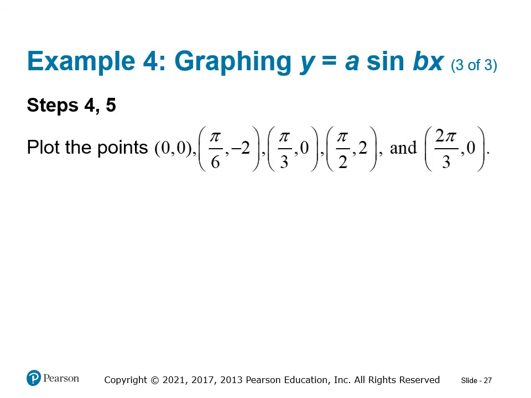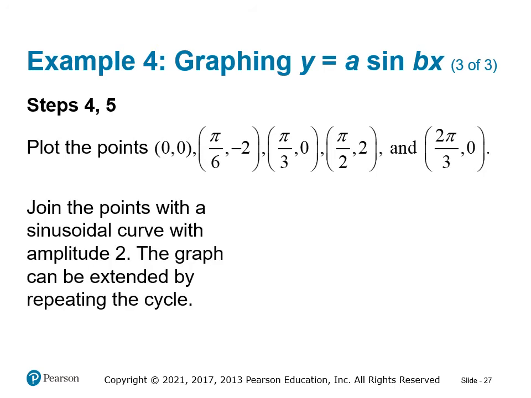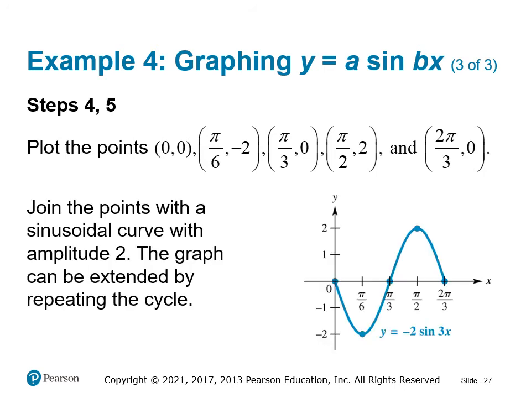So we're going to plot those points, and there it's correct, pi over 2, 2. We're just going to plot those points and then join them with a curve. So we see at 0, it's 0. At pi over 6, it's -2. At pi over 3, it's 0. At pi over 2, it's 2. And then back at 2 pi over 3, it's 0 again. And this is exactly what we'd expect.